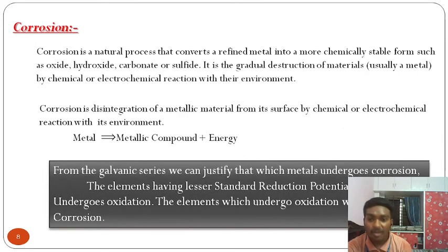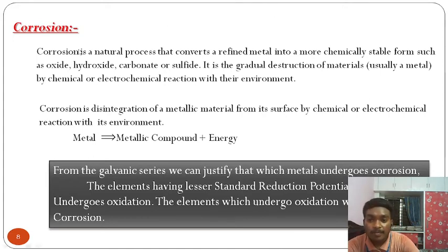Let us discuss corrosion. From the galvanic series, we can justify which metal undergoes oxidation and which metal undergoes reduction if there are two metals, and which metal acts as cathode and which metal acts as anode, as we previously justified in the galvanic cell.